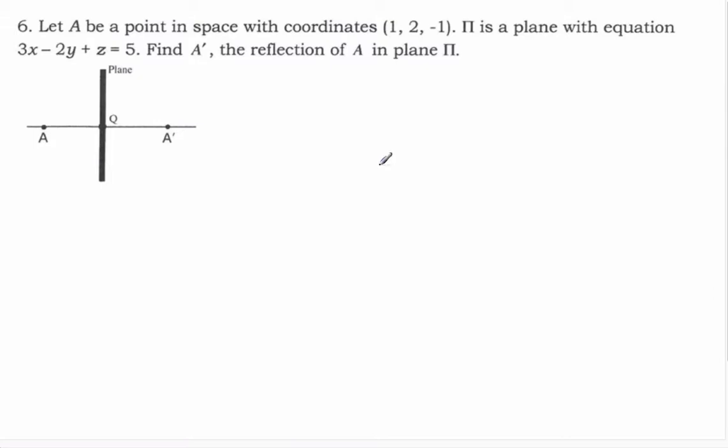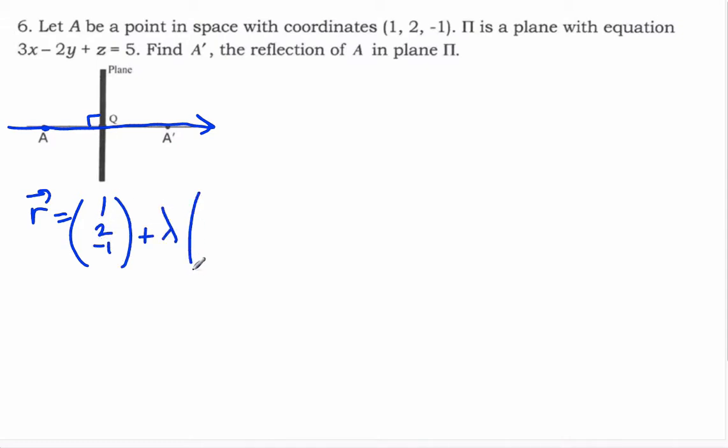Okay, now in our last example, we've got a point A, and then we're going to reflect that over the plane and figure out where the new point is. If we look at this carefully, when it reflects over, this is perpendicular, and we pretty much know the equation of this line. We need a point, which we have. The point is 1, 2, negative 1, and the direction vector is the normal to the plane, which is 3, negative 2, 1. So that's the equation of this line.